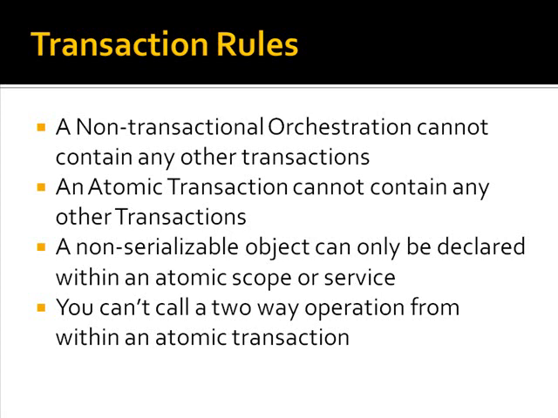Non-serializable objects can only be declared within an atomic scope or service. That means your orchestration needs to be an atomic transaction, or you need an atomic scope to actually declare those non-serializable objects. There is one exception to that rule, and that is the XML document, because it's used very often within orchestrations. They have actually added code within the orchestration engine to explicitly serialize that, but it's only the XML document as far as I'm aware.